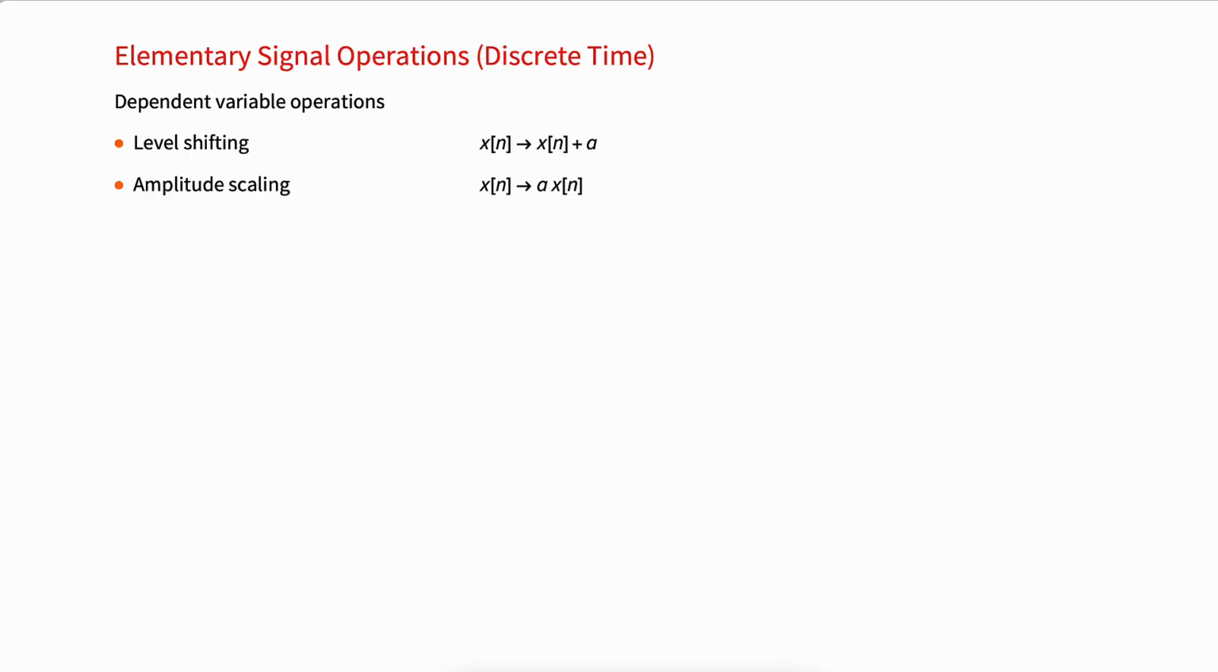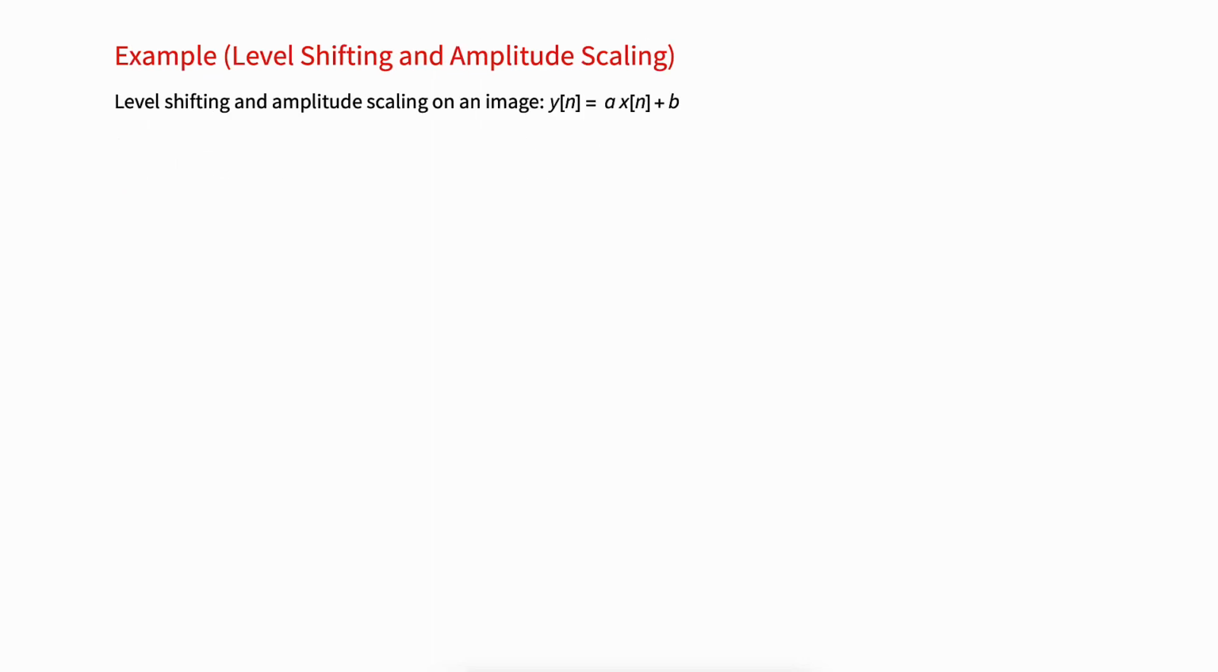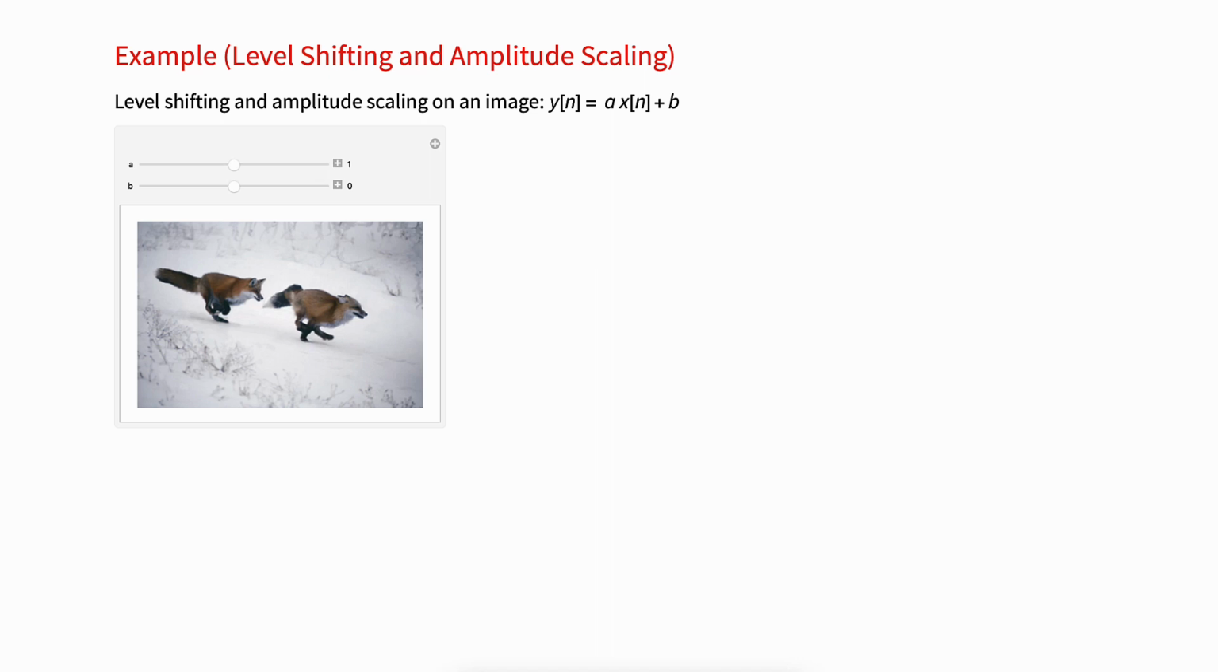These operations in discrete time are applied in the same way. Let's look at an example. Given a sequence x of n, which is defined for integer values of n, we want to see how x of n changes when it is transformed to a times x of n plus b for changing values of a and b. Let the sequence x of n be the image shown here.